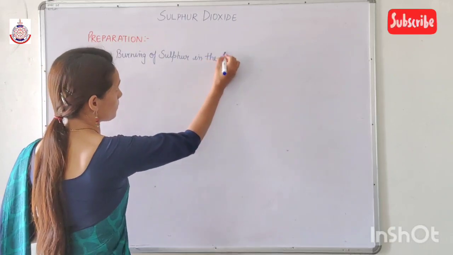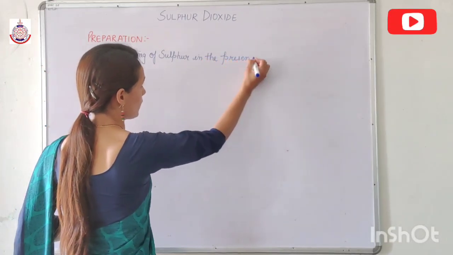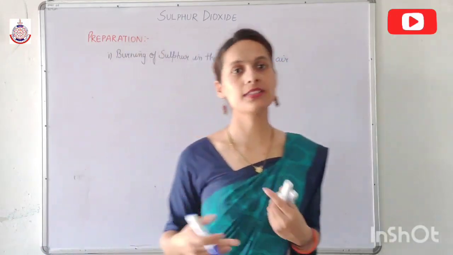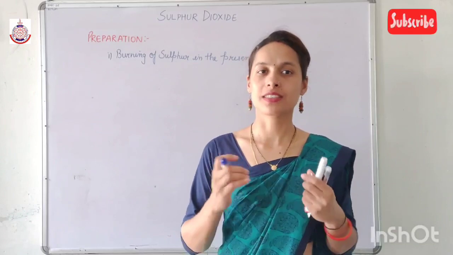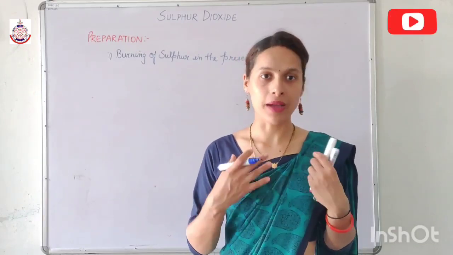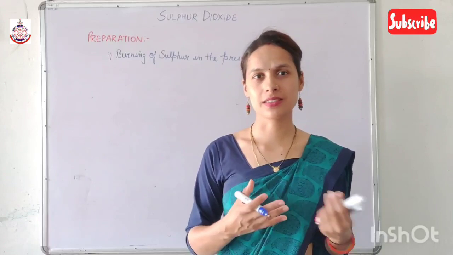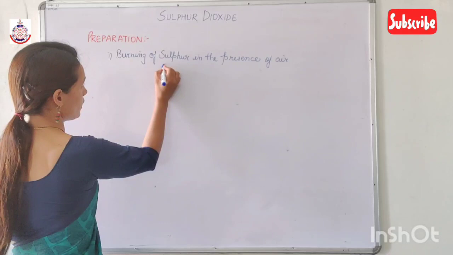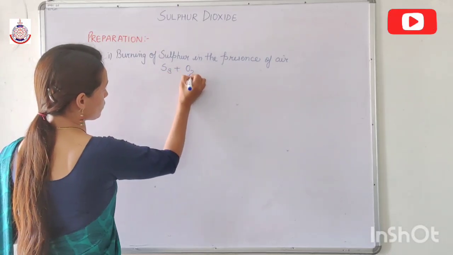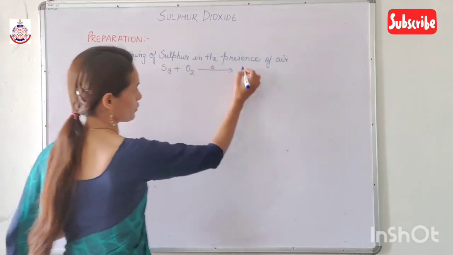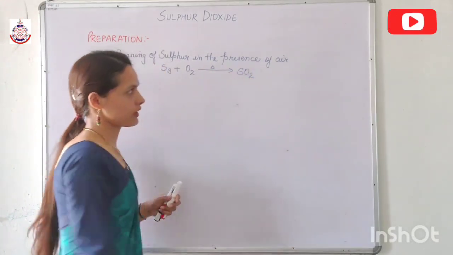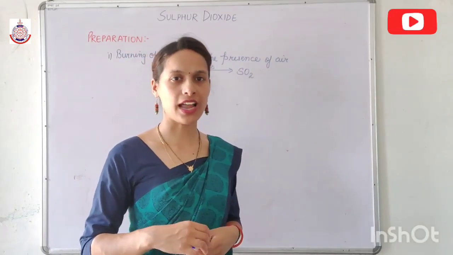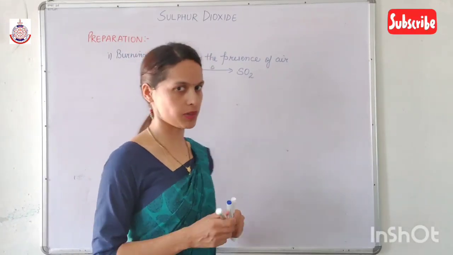Whenever we burn sulfur in the presence of air, we get sulfur dioxide, but along with the sulfur dioxide, we also get sulfur trioxide. The amount of sulfur trioxide is very less, nearly 6 to 8%, but yes, we get a little bit of sulfur trioxide also.